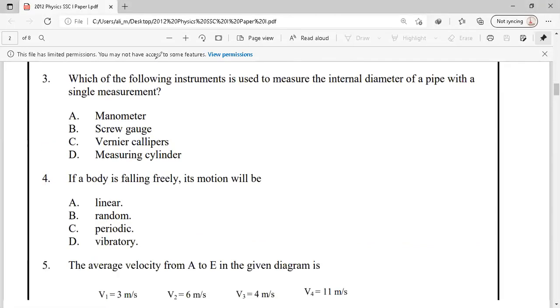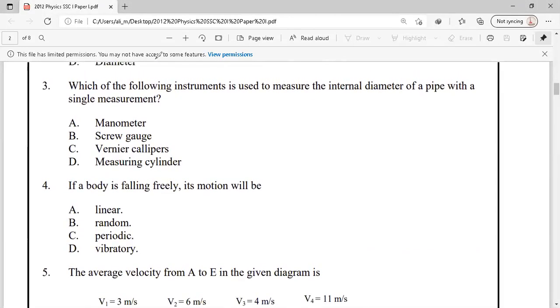Let's move to our next question, that is 3. Which of the following instruments is used to measure the internal diameter of a pipe? For measurement of the internal diameter, we have only one option, that is the vernier caliper. The upper jaws, or the inner jaws, of the vernier caliper are used to measure the internal diameter of any hollow object. So the correct answer for this question is option C.